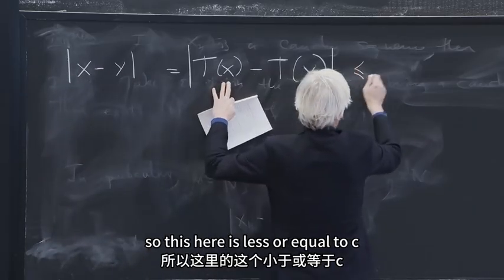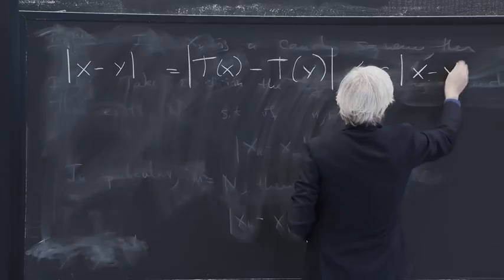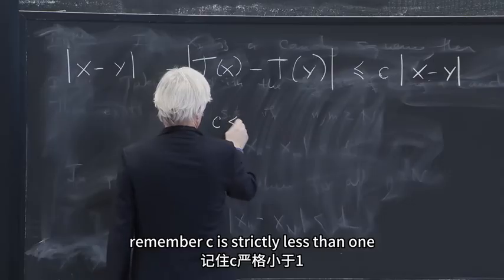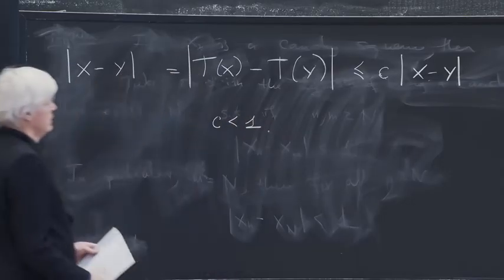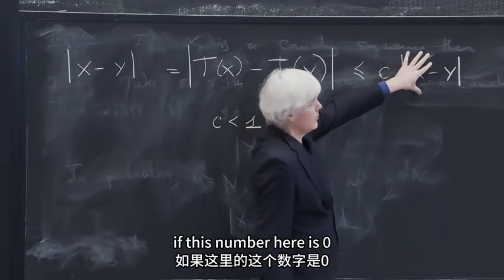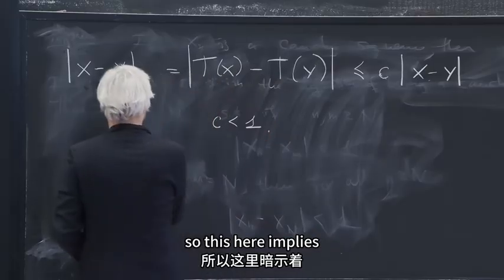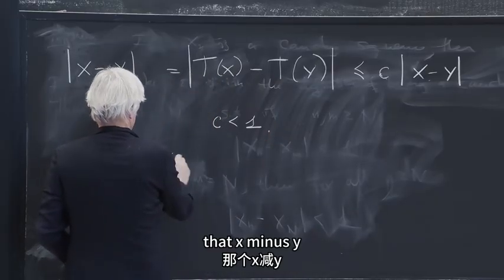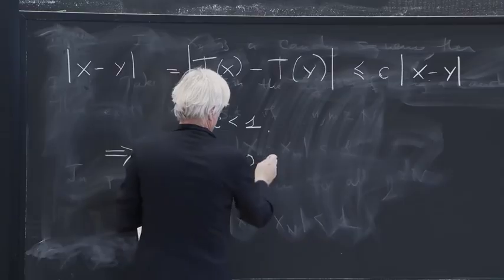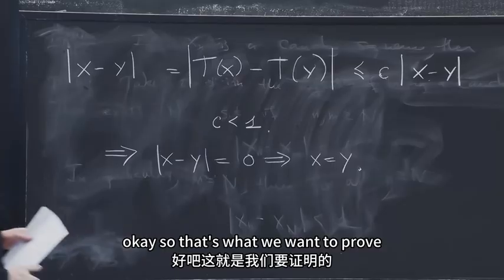On the other hand, it's a contracting map. So this here is less than or equal to c times the norm of x minus y. But now c here, remember, c is strictly less than 1. So you can only have an inequality like this if this number here is 0, when c is strictly less than 1. So this implies that the distance x minus y is 0, and so of course this means that x is equal to y. Okay, so that's what we want to prove.